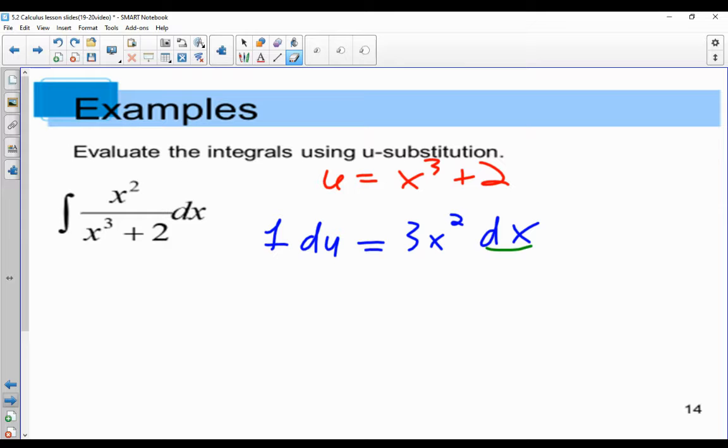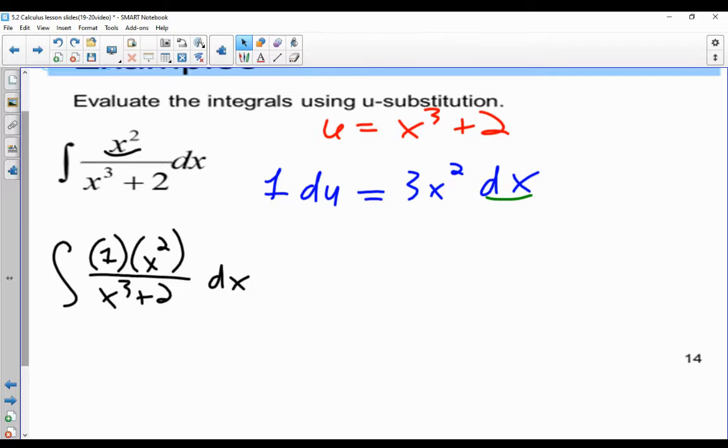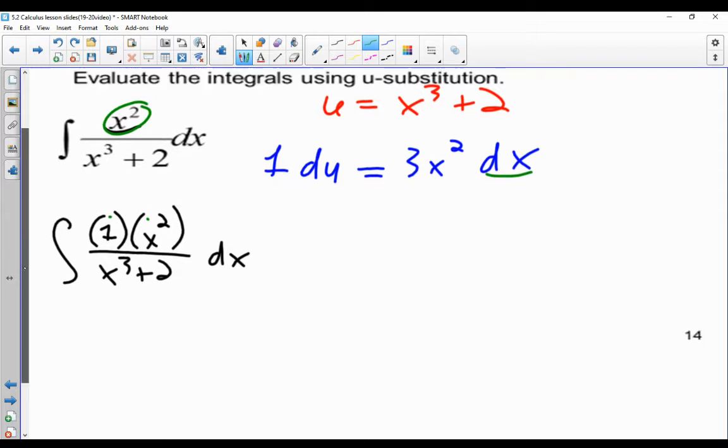Now, funny you asked that. Let me show you something. So, for now, I'm going to take the x squared and rewrite it as 1 times x squared dx. And of course, you guys can see that 1 times x squared would still give you x squared. So this is technically correct.